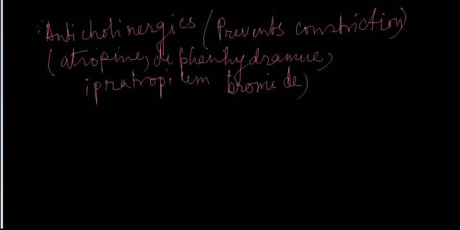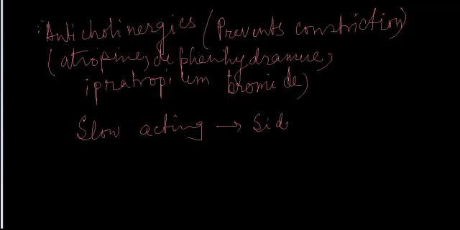The anticholinergic drugs prevent constriction. Drugs in this class are atropine, diphenhydramine, ipratropium bromide, etc. These drugs actually block the muscarinic receptors. And you know, of the two receptors, muscarinic and nicotinic, muscarinics are slow-acting receptors. Because they are slow-acting, they are not as fast as the beta agonists. And their side effects are also much less. They can be used safely in elderly people.